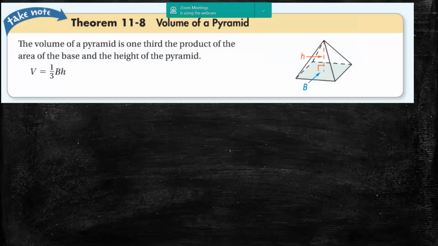For the surface area, we used the slant height. That is here. This is the slant height. We use it to find the surface area. But the height or the altitude that is perpendicular to the plane of the base, we use it to find the volume. So to find the volume of the pyramid, we say that it's a third the product of the area times the height.